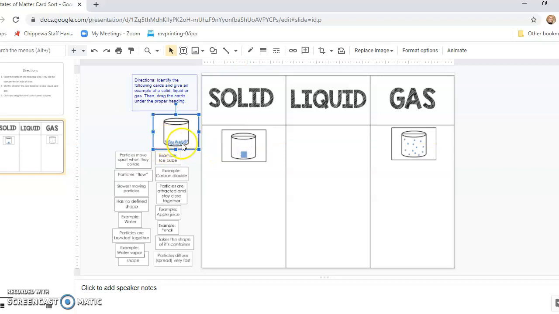Next, we have our particles. They're still pretty close, but more spread out than our solid, and they kind of fit the shape of the container. We know that to be liquid.